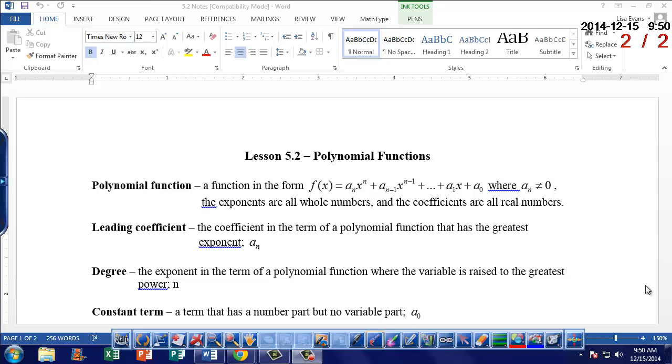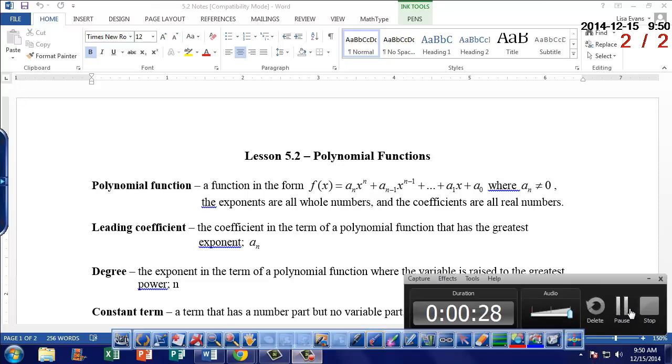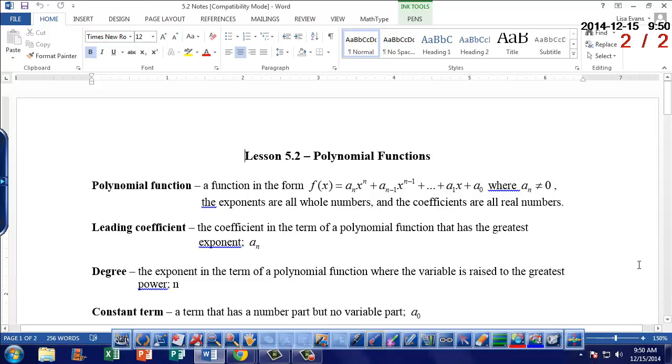A polynomial function is in the form f of x equals a sub n times x to the n plus a sub n minus 1 times x to the n minus 1 and so on, where a sub n does not equal 0, the exponents are all whole numbers and the coefficients are all real numbers. This is going to become important because in the beginning we're going to recognize whether we have a polynomial function or not.